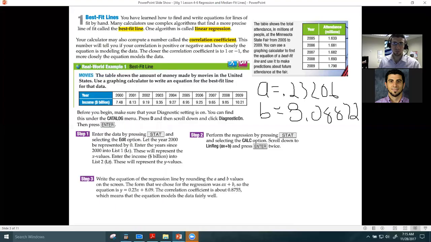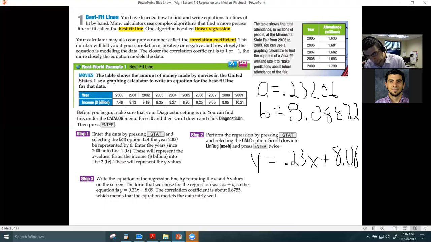All right, so third step, write the equation of the regression line by rounding the A and B values on the screen. The form that we chose for the regression equation was AX plus B, so the equation is Y equals 0.23X plus 8.09. The correlation coefficient is about 0.8755, which means that the equation models the data fairly well. So you would have Y equals 0.23X plus 8.08, or 8.09 if we're going to round.